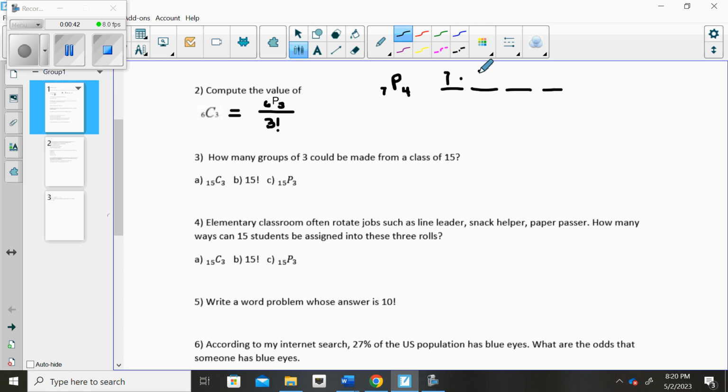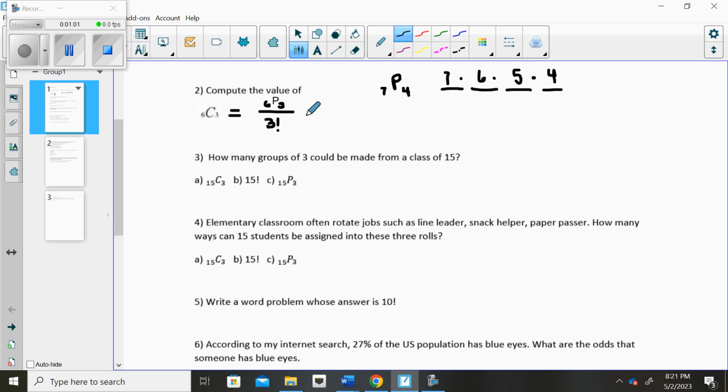run out of spots. Permutation is when order matters. So if I said, how many ways can I put 7 students into 4 seats, and the order that they sit matters, right? Then I would do this. So this is how we evaluate a permutation.